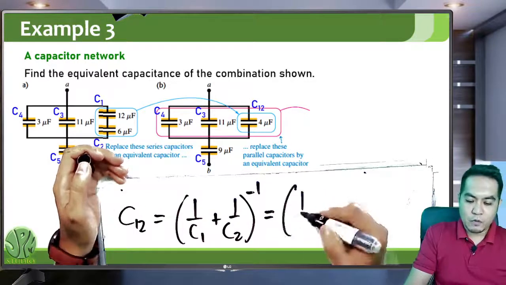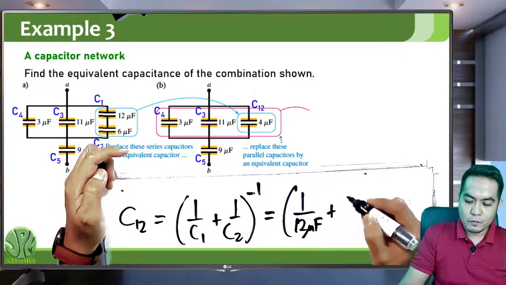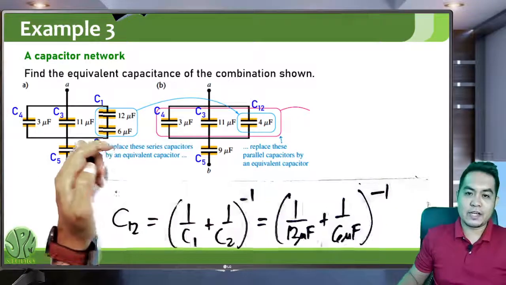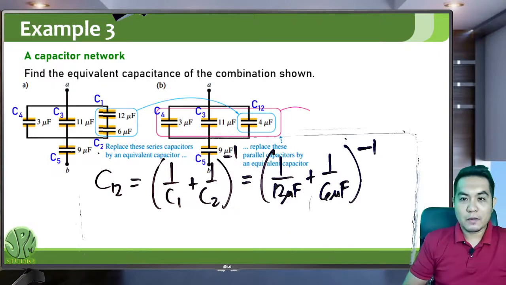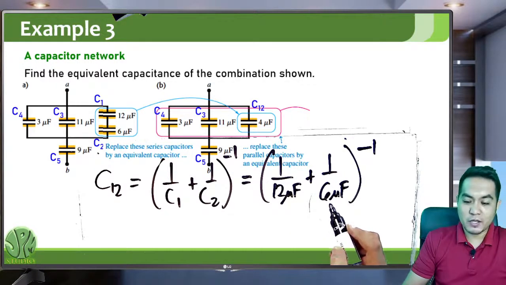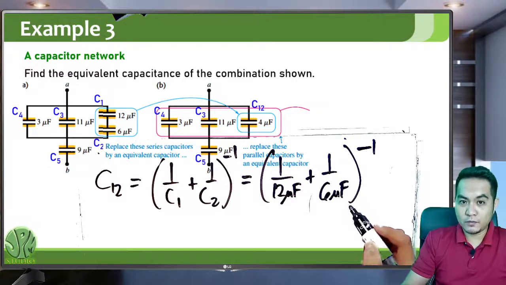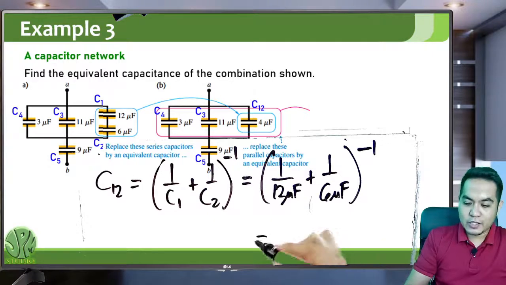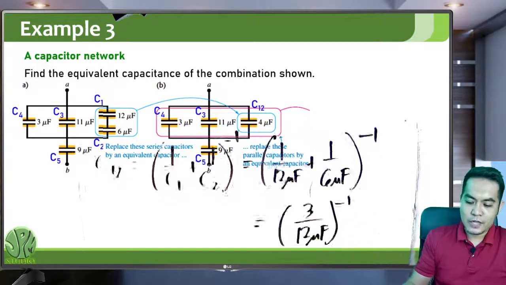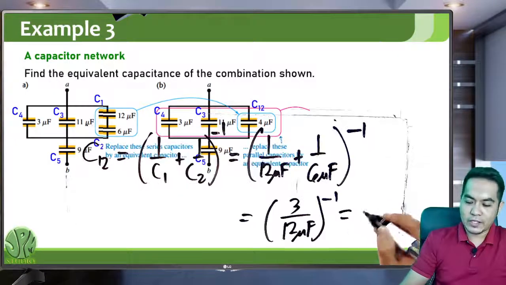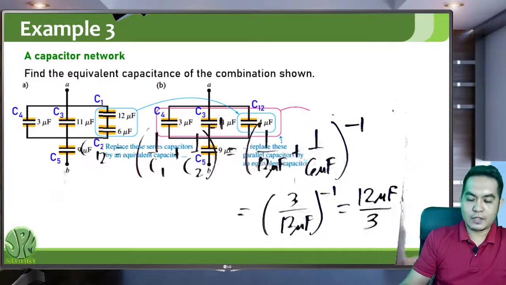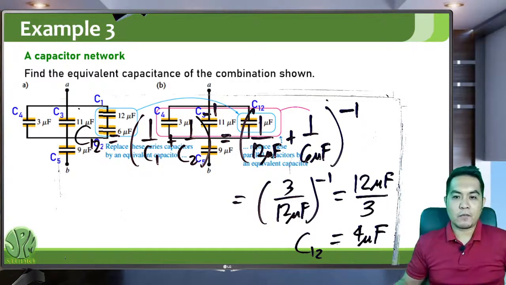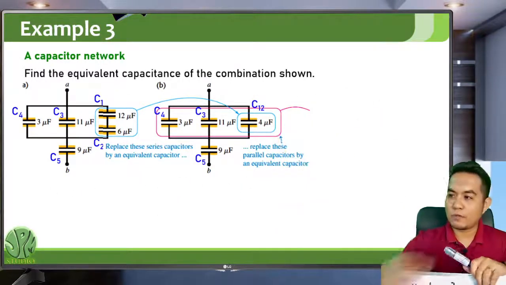So you will get 1 over C1, which is 12 microfarad, plus 1 over C2, which is 6 microfarad, then take the inverse of that. So 1 over 12 plus 1 over 6 is what? Common denominator is 12, so 1 over 6 is actually 2 over 12. So you get 1 over 12 plus 2 over 12, which is 3 over 12 per microfarad. You take the inverse, raise to the power of negative 1, that is 12 microfarad over 3. So 12 divided by 3 is actually 4 microfarad. So C12 is 4 microfarads.